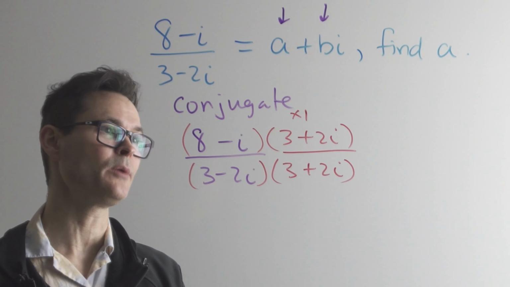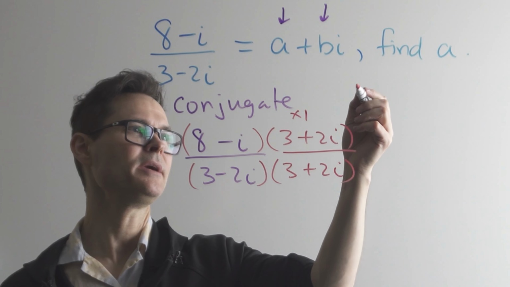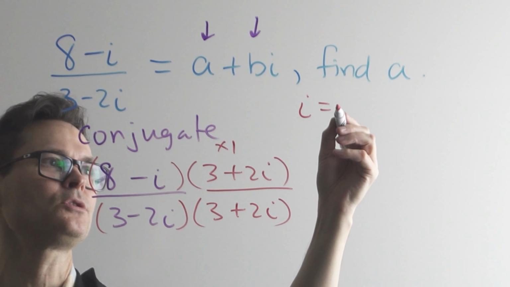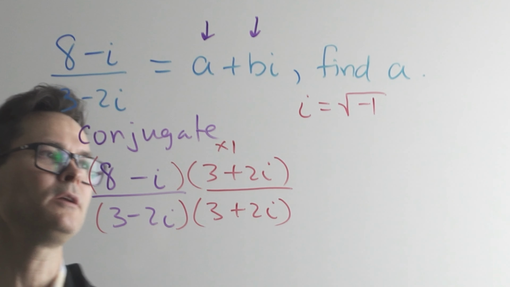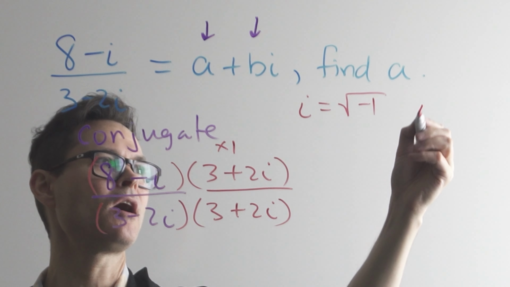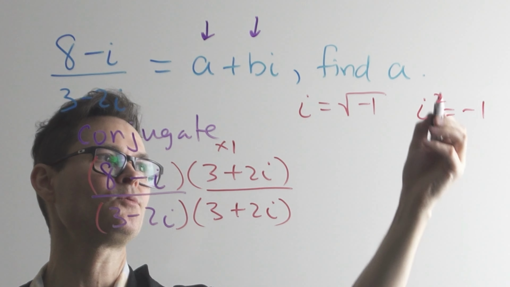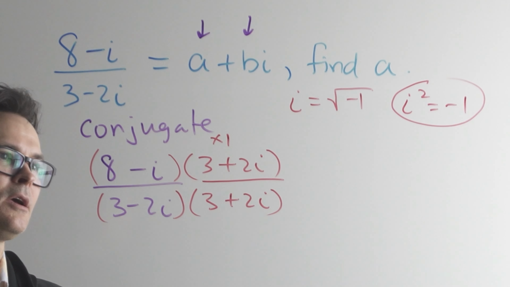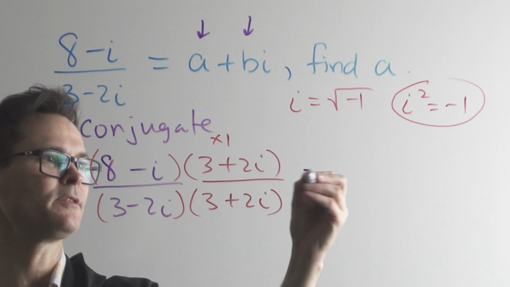Now you're just doing some basic arithmetic. You're expanding through. I will mention one thing though. In the question, I believe they tell you that i is equal to the square root of -1. Probably better to know that i squared is equal to -1. This can be used for substitution, so keep that in the back of your mind. Expand the numerator, expand the denominator.